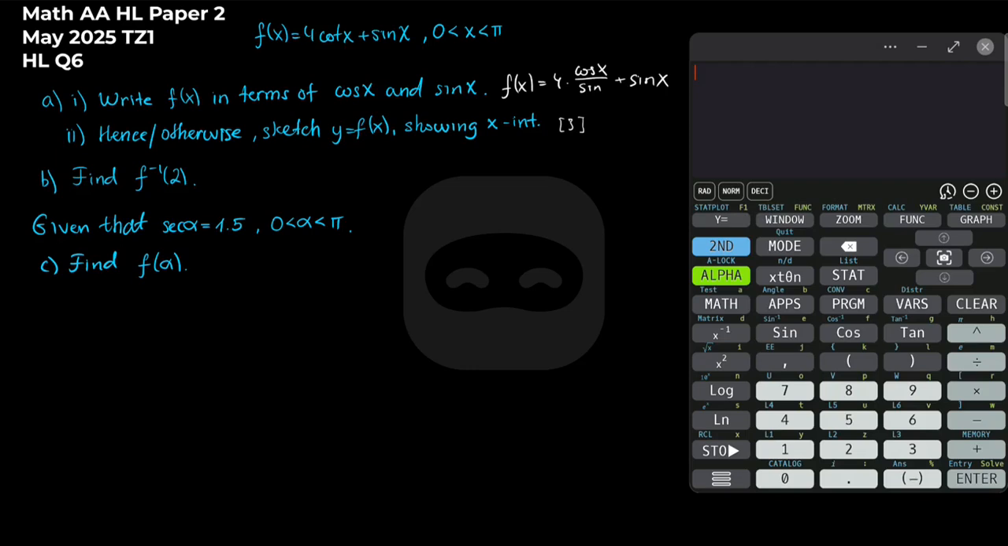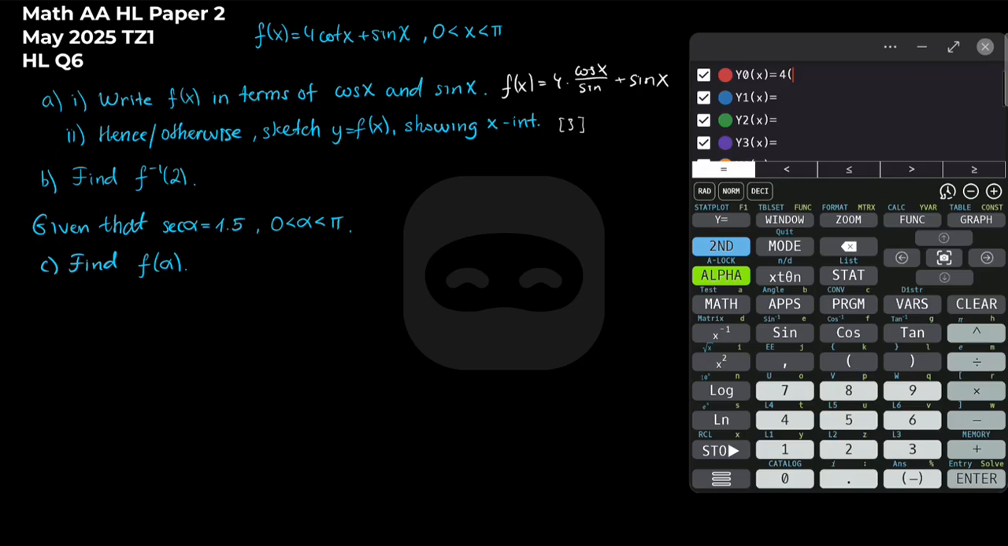Because the calculator itself doesn't have cotangent, by the way. So that means you can either write 4 times 1 over tangent plus sine of x, or you can plug in the function that we already found in part A1. So you're going to get the same thing anyways. So let me just clear all of the things that I already have here. And let's say we just plug in the function that we already found, right?